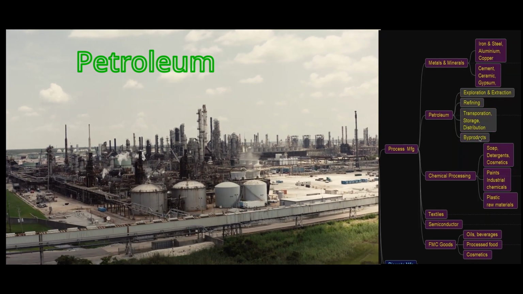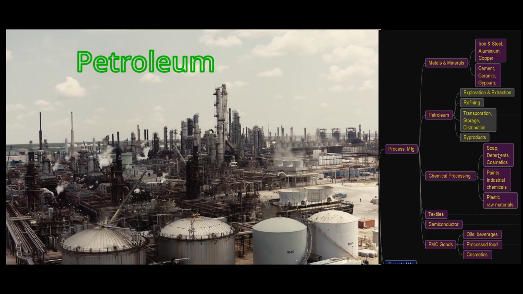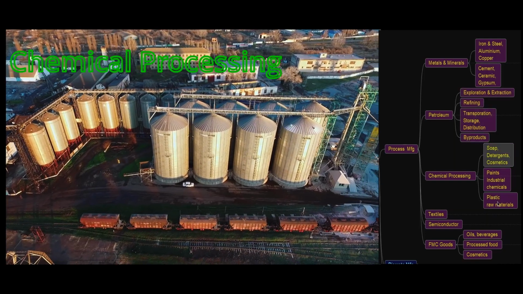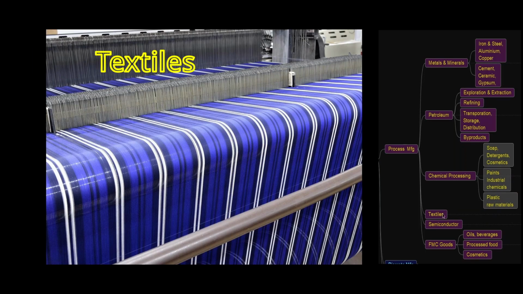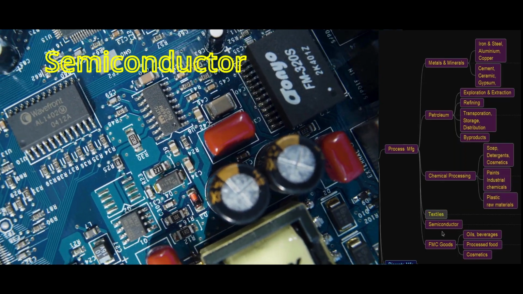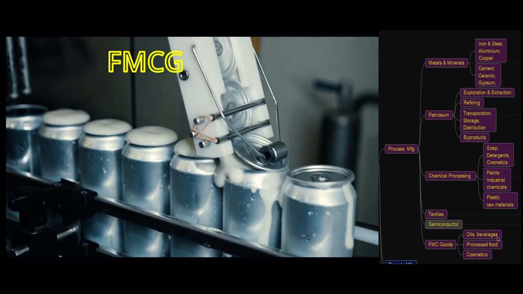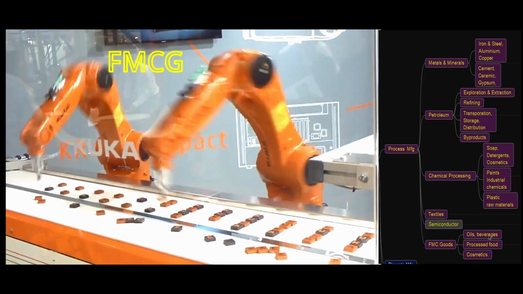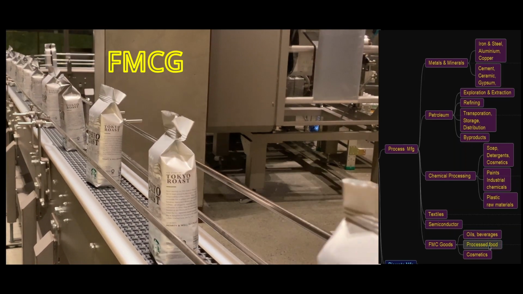Petroleum industry follows with many activities from extraction to refining to distribution. The byproducts of petroleum lead to making soaps, paints, plastic resins, etc. in bulk. Textile industry is another processing major. Semiconductors too. Fast moving consumer goods like beverages, processed food, etc. fall into another major process manufacturing industry.